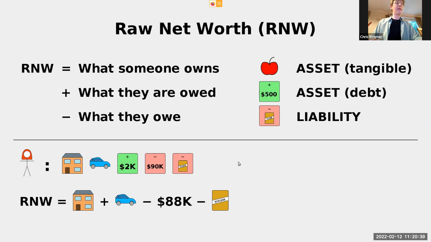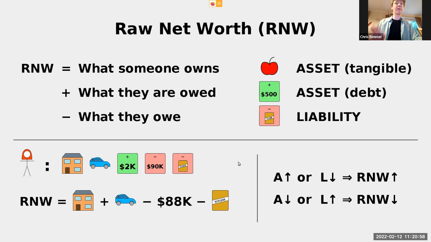Notice that raw net worth isn't reduced to a single monetary amount, and that's really important. It means we don't need to deal with valuation and revaluation. When assets and liabilities change, it changes raw net worth. If assets go up or liabilities go down, then raw net worth goes up. And if assets decrease or liabilities increase, then raw net worth goes down.